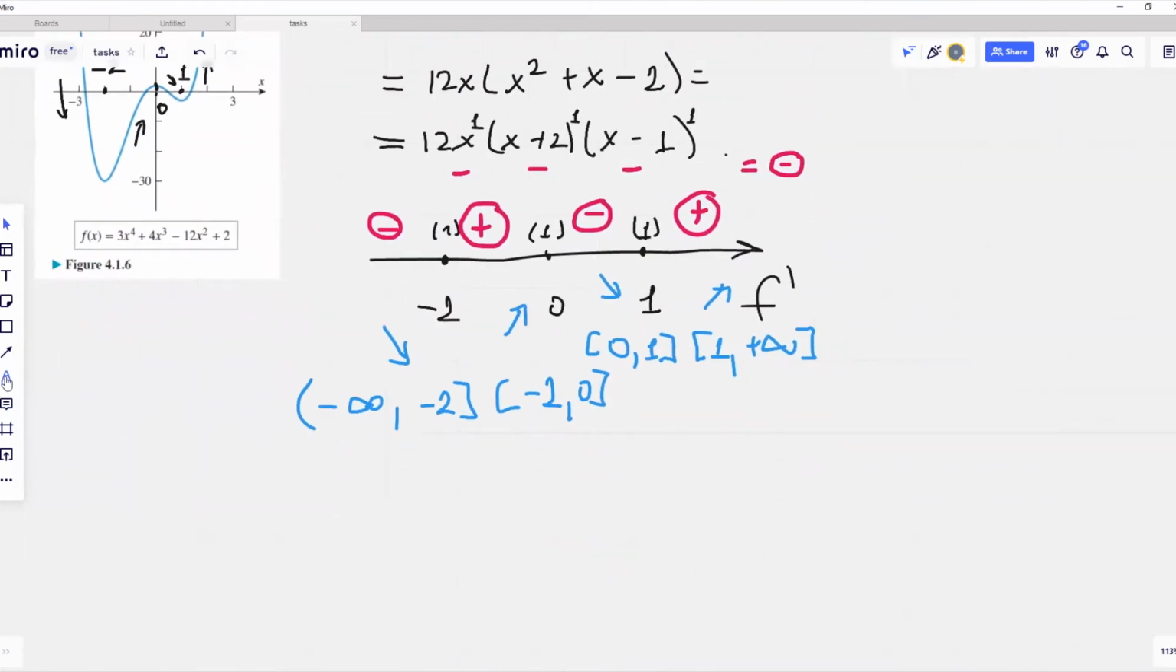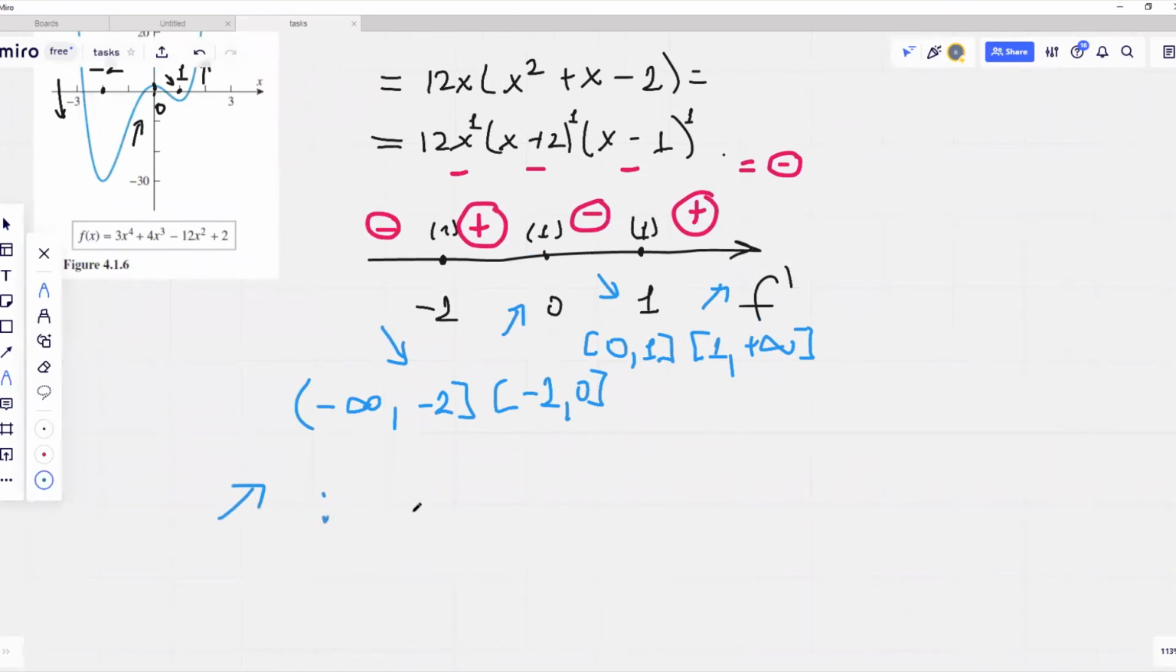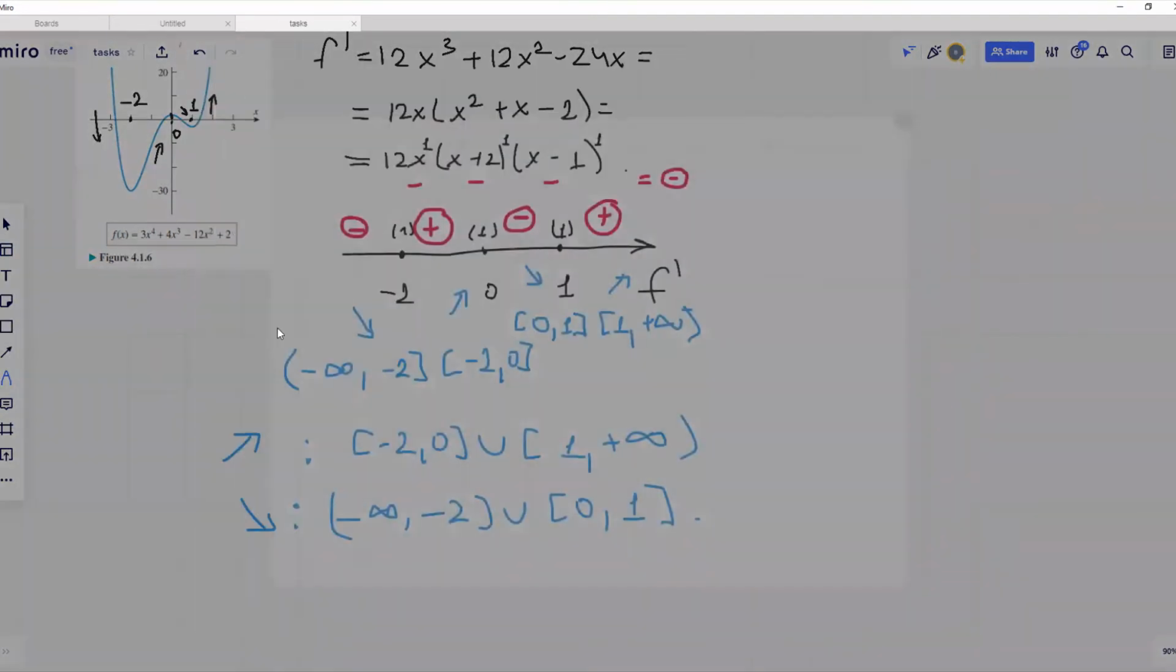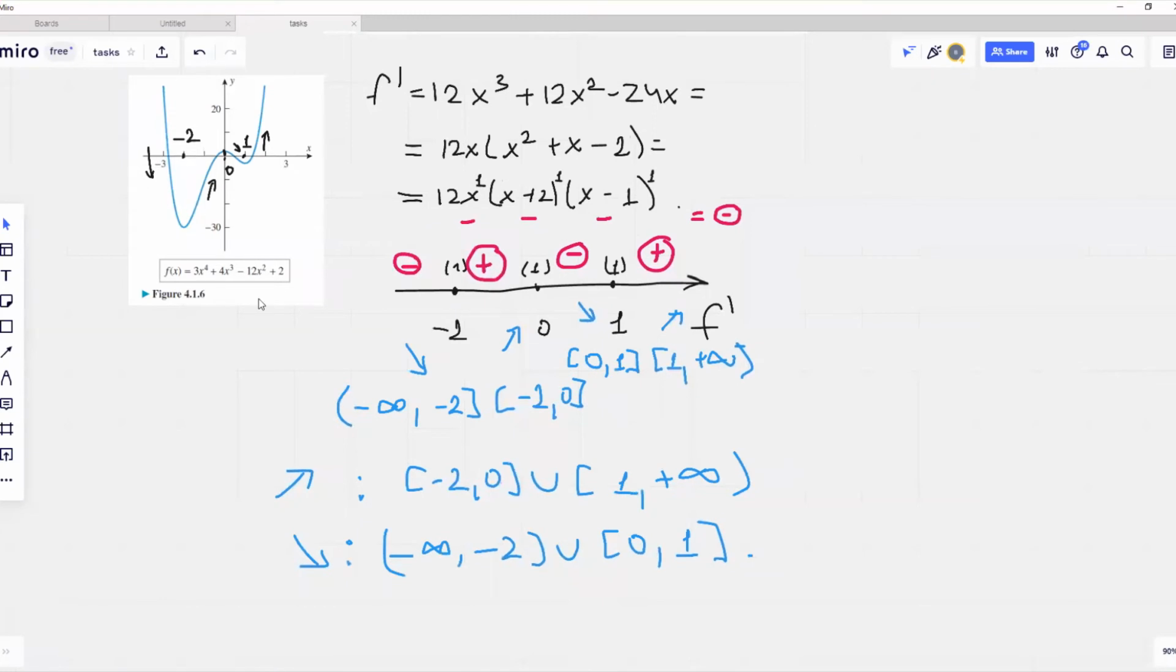So our function is increasing on intervals from minus 2 to 0, union with 1 to plus infinity. So I should have open bracket here. Okay, now our function is decreasing on interval from minus infinity to minus 2, union with 0 to 1. Okay, and we can confirm that by looking at our graph again.